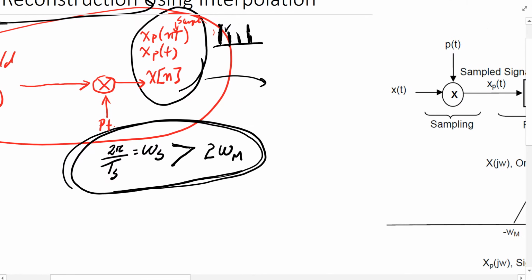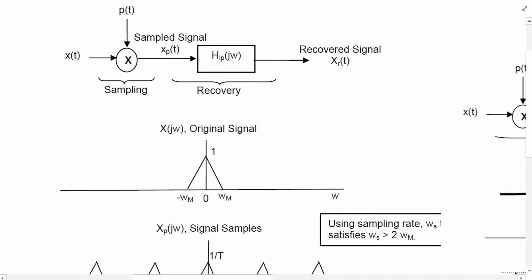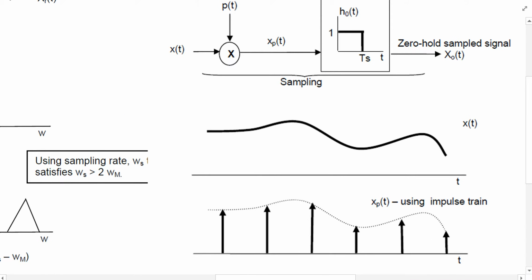So let's take a look at the simplest form of interpolation. This is called zero hold. Oh, actually, I'm sorry. Let's back up. This actually is not the zero hold. This one is the zero hold. So let's take a look at the zero hold.